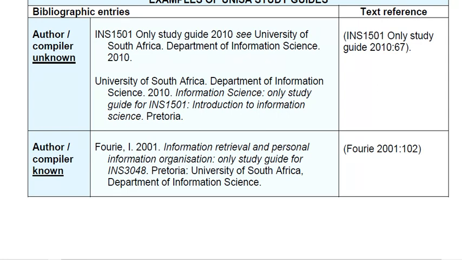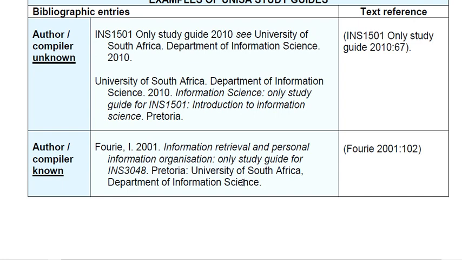So we're just going to look at the second one here. You are going to write the name of the compiler or the author. Then you write everything as it is there. You write the author's last name, then the initials. Then you write the date or the year. Then you write the name of the study guide or the module in full. Then you also include the module code at the end there.